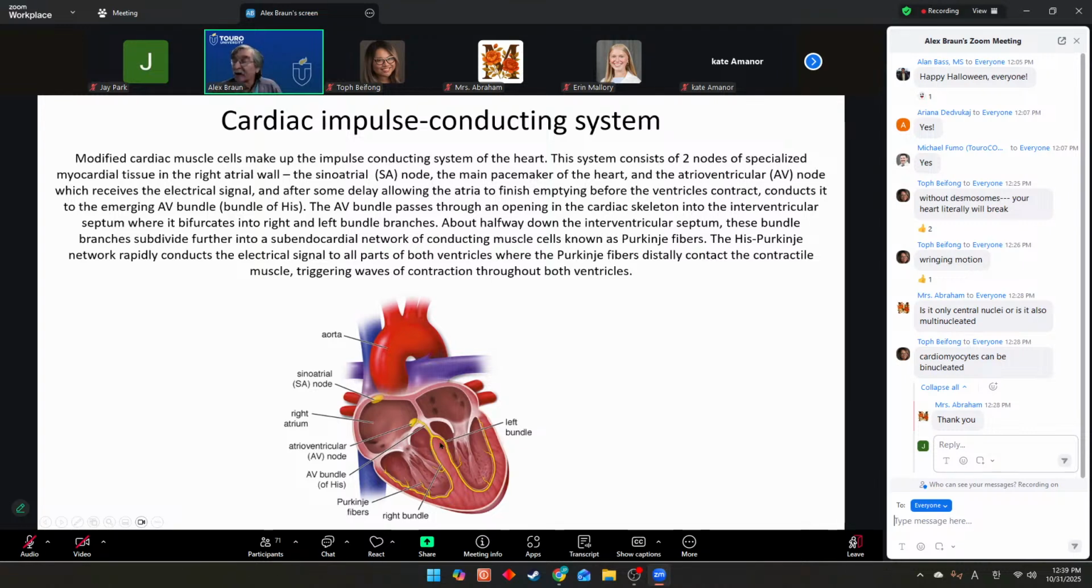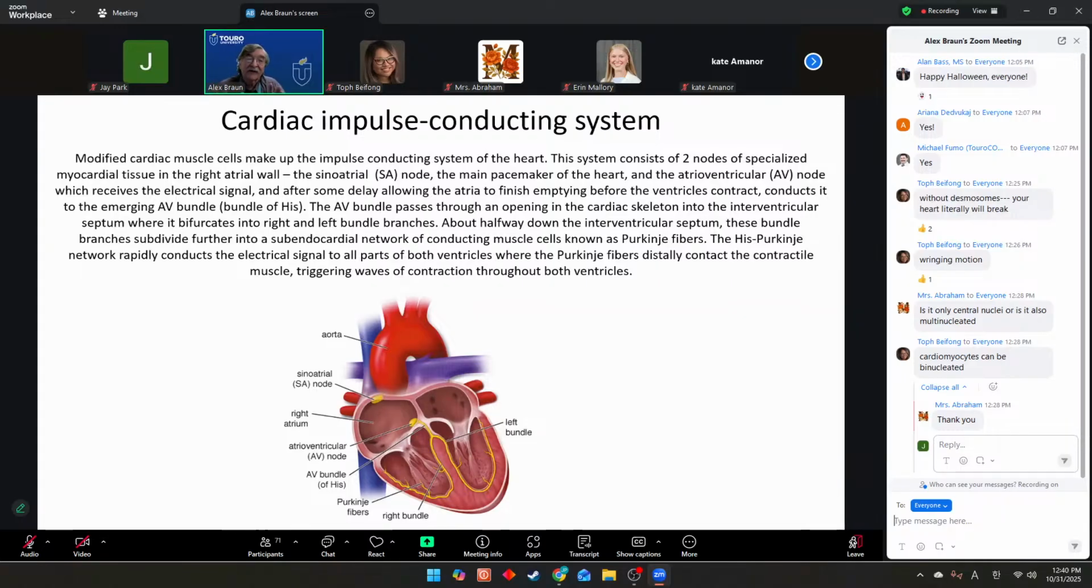The right and left bundles here, which travel along the endocardium of the ventricular septum, and these further branch profusely into the Purkinje fiber network, which then carries the impulse along the subendocardial layer of the endocardium of the ventricles, and then eventually in their distal portion intermingle with the cardiac muscle cells, and the cardiac muscle cells further carry the cardiac impulse throughout the myocardium, because the cardiac muscle cells are connected end to end via gap junctions.